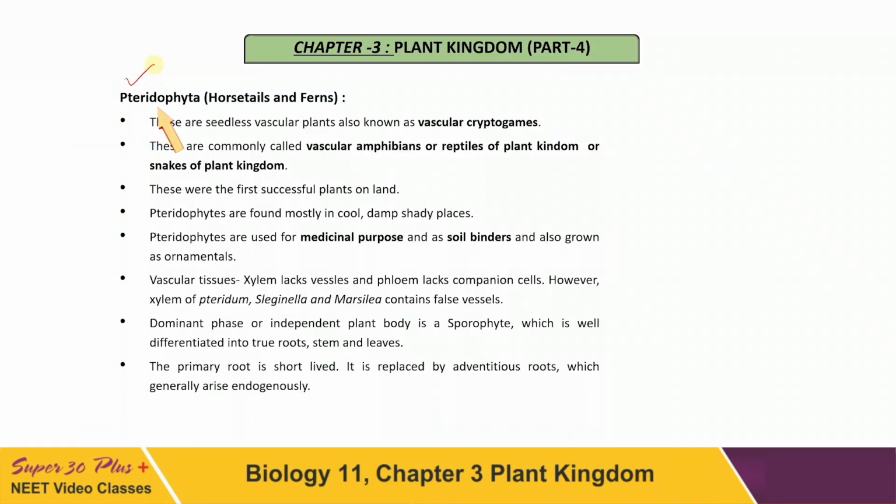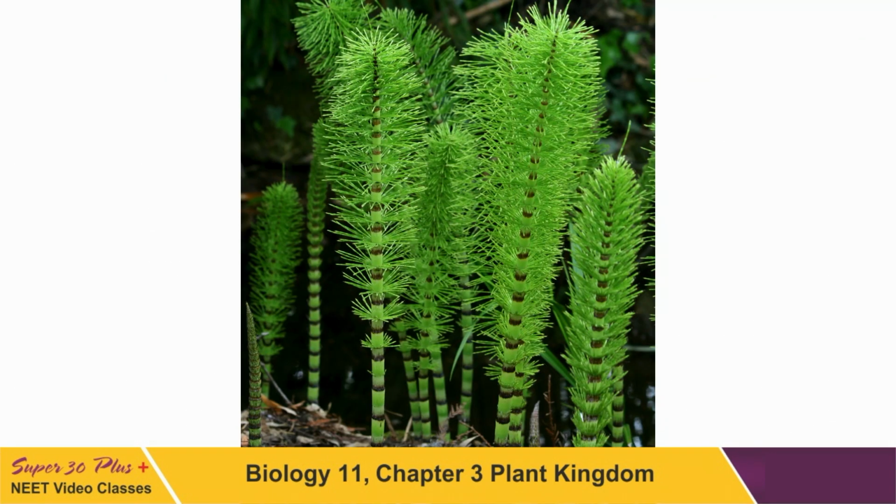You see, children, now this is pteridophyte. They include this important question: they include horsetails and ferns. Can you remember the same thing for bryophytes? Bryophytes include liverworts and mosses. The question used to come. Pteridophytes include horsetails and ferns.